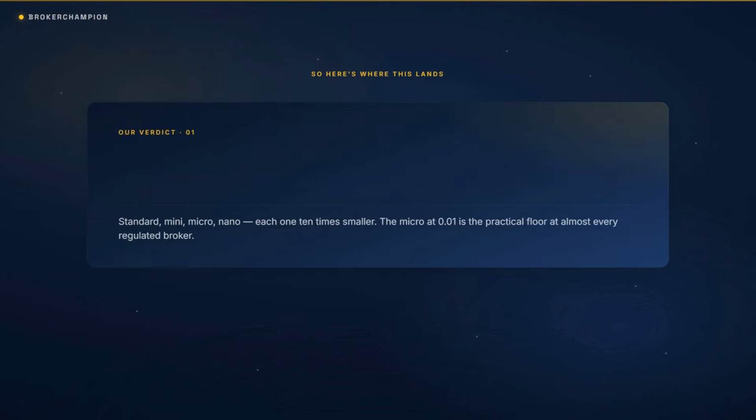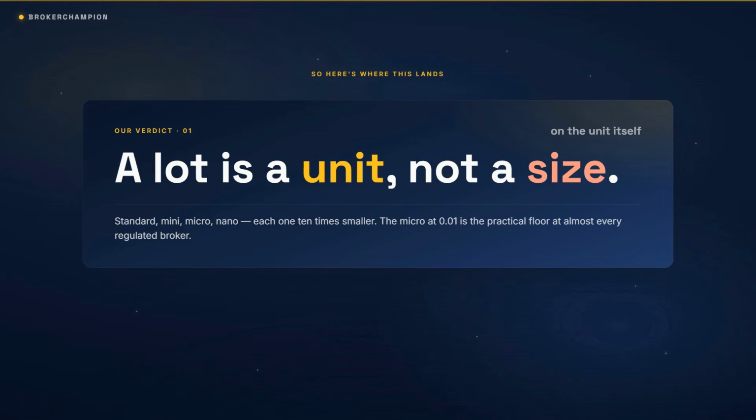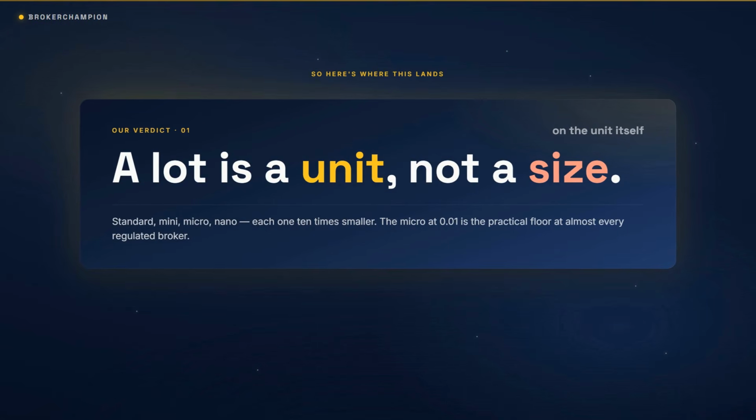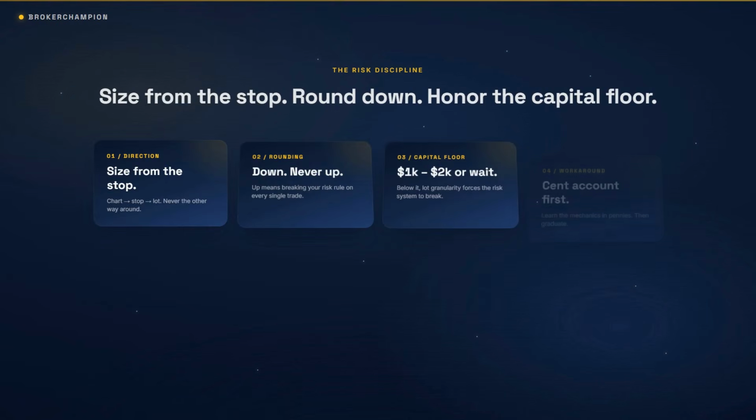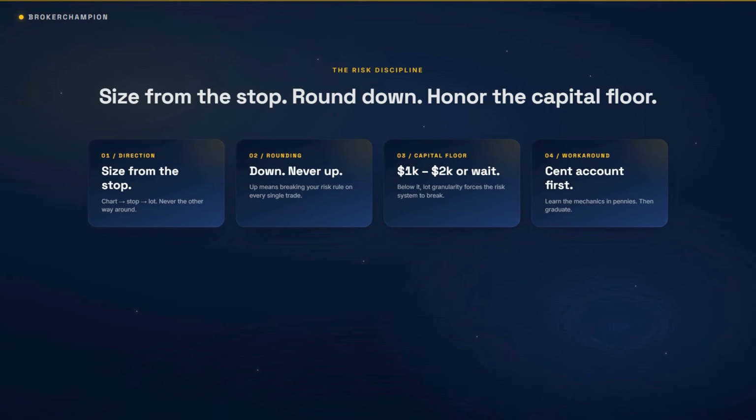So here's where this lands. A lot is a unit, not a size. Standard, mini, micro, nano, each one 10 times smaller, with the micro at 0.01 being the practical floor at almost every regulated broker. You size from the stop, not the other way around. Round down, never up. And below $1,000 to $2,000 of capital, the math forces compromises that break your risk system before you ever place a trade. Either use a cent account to learn the mechanics, or wait until your balance can support a real position size.